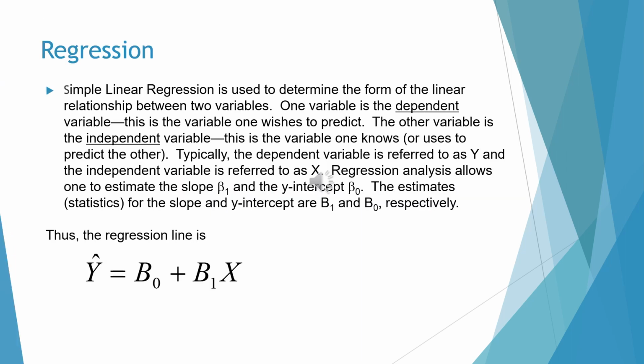Simple linear regression is a technique that we use to determine the form of the linear relationship between two variables. We refer to one variable as the dependent variable. That's the variable you're trying to predict. The other variable is the independent variable, and that's the variable we know, or the one we're going to use to try to predict the other. With regression analysis, we typically refer to the y as the dependent variable, and the x as the independent variable.